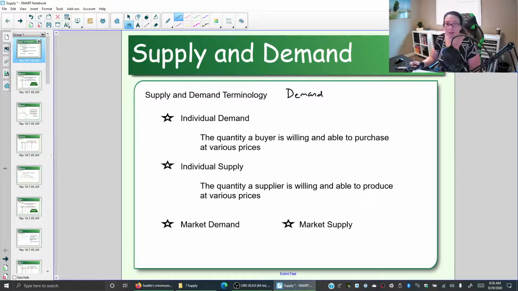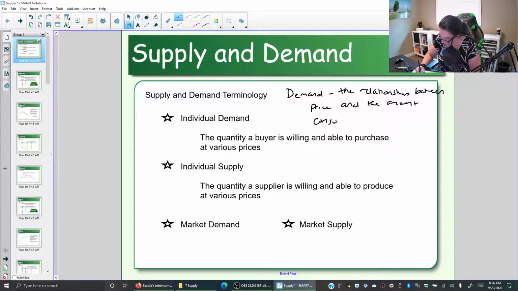When we define demand, demand is the relationship between price and the amount consumers are willing and able to buy. So notice in this definition, we have a price change, and we're looking at how when price changes, it changes the amount that consumers are willing and able to buy.